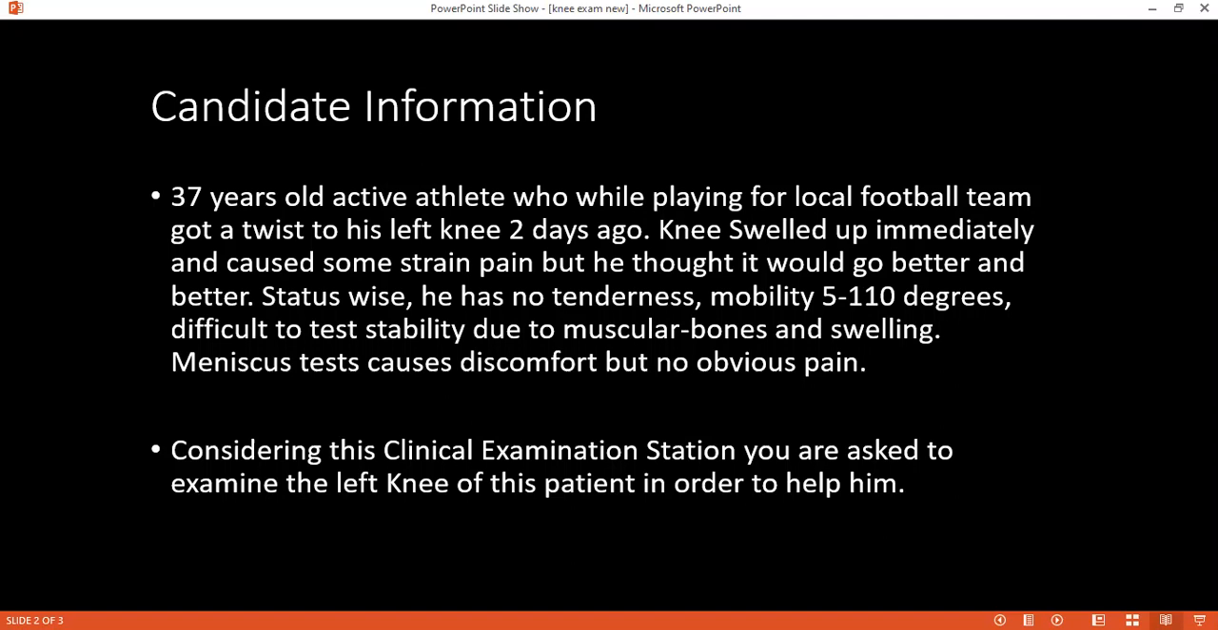Right. So if you have read and understood, considering with clinical examination station, kindly begin.